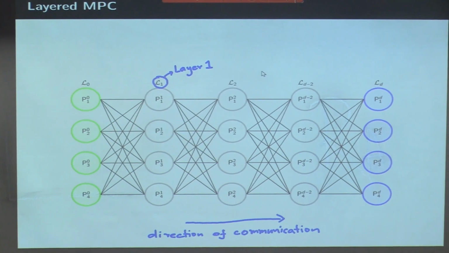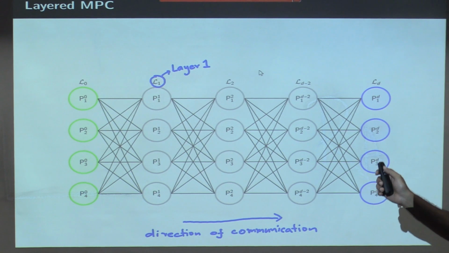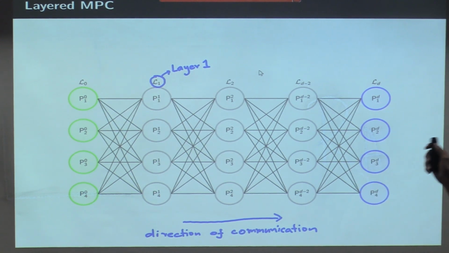So what is layered MPC? We have a communication network that looks like a multipartite graph. And each node in this graph is a party. And the communication in this network is from the left to right. So we'll call each of these partitions a layer. So there's layer 0, layer 1, up to layer D over here. It's a depth D multipartite graph.